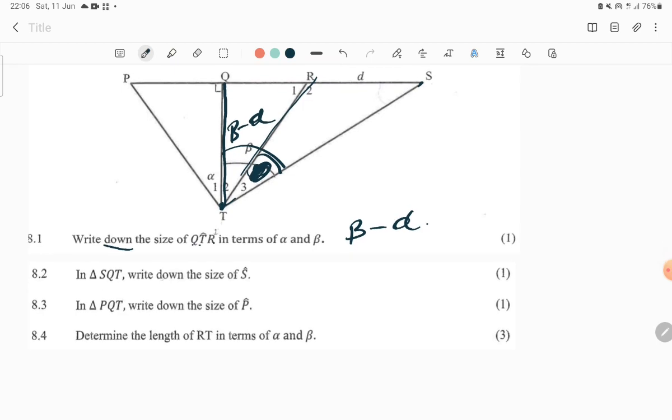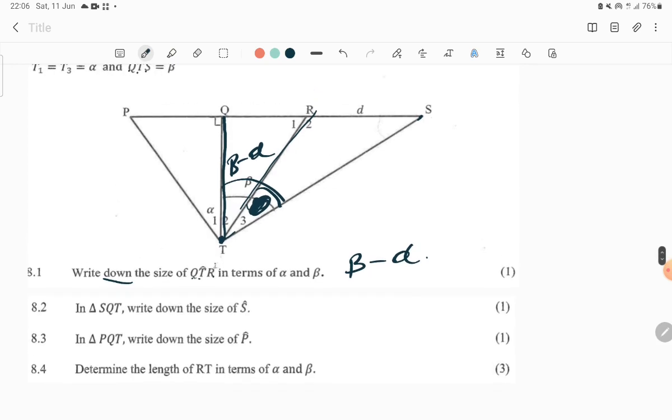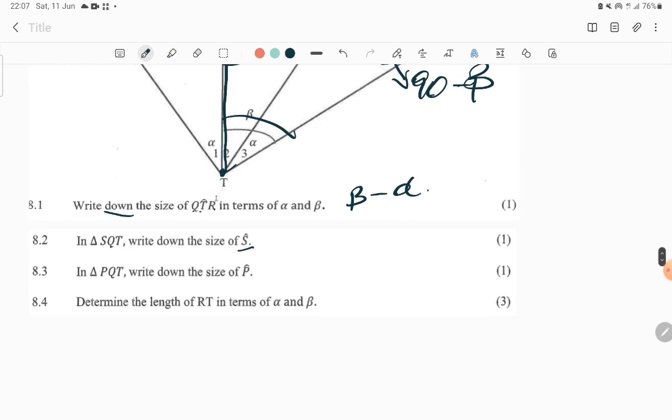Then 8.2, they are specifying the triangle to look at, SQT. In triangle SQT, we are going to determine the size of S. Remember that this is 90, and this one on its own is beta, and this one has to be 90 minus beta, because that is what we have. So this one is 90 minus beta.